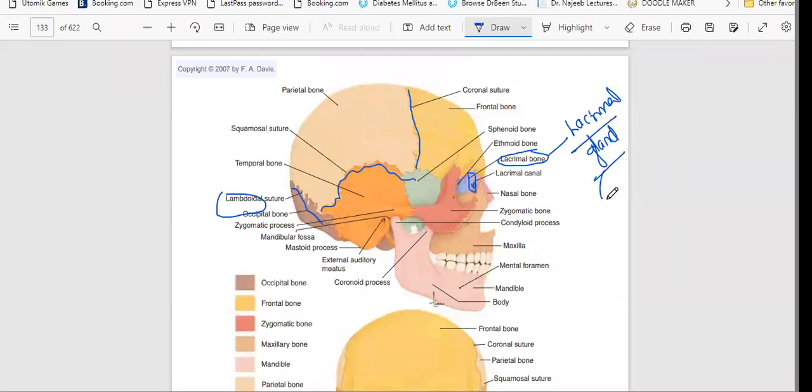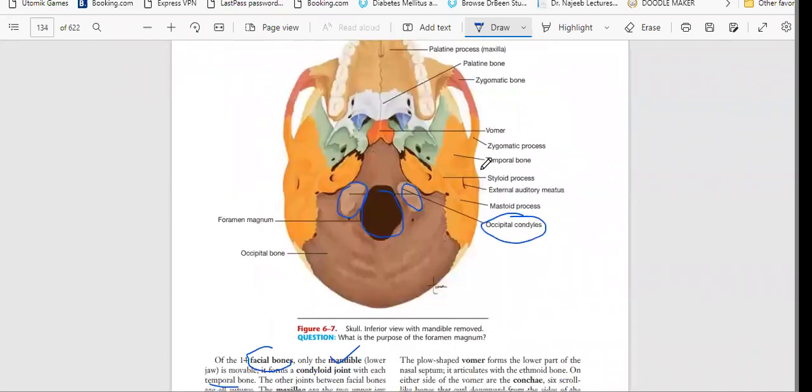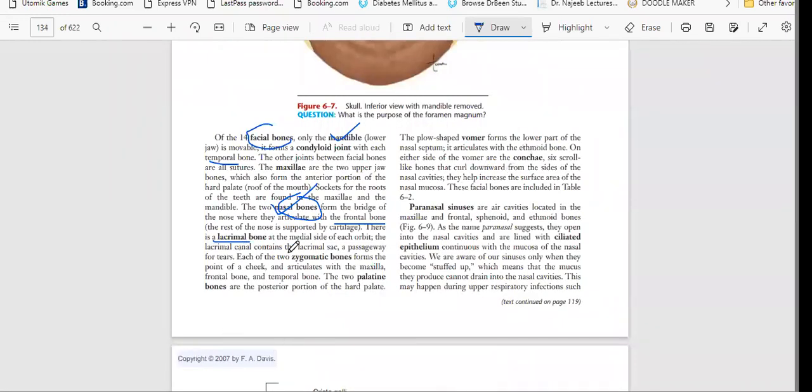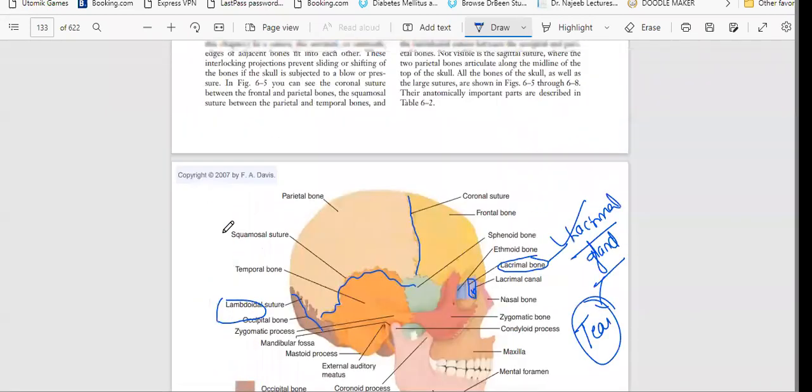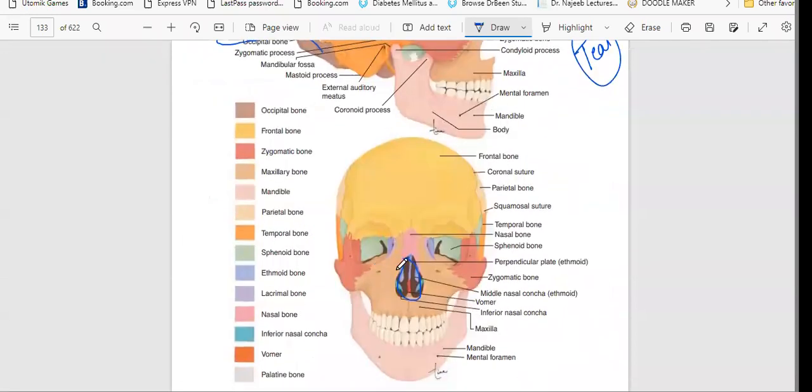Whenever you get tears, it is with the help of this gland, which keeps the eye moist. The lacrimal glands are for the tears. So this is the nasal bone, and this is the lacrimal bone, with the lacrimal gland. That's the reason it is near the eye.